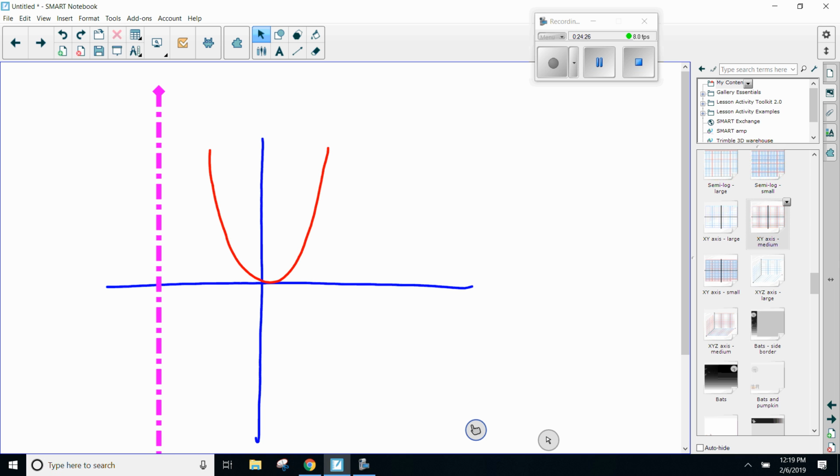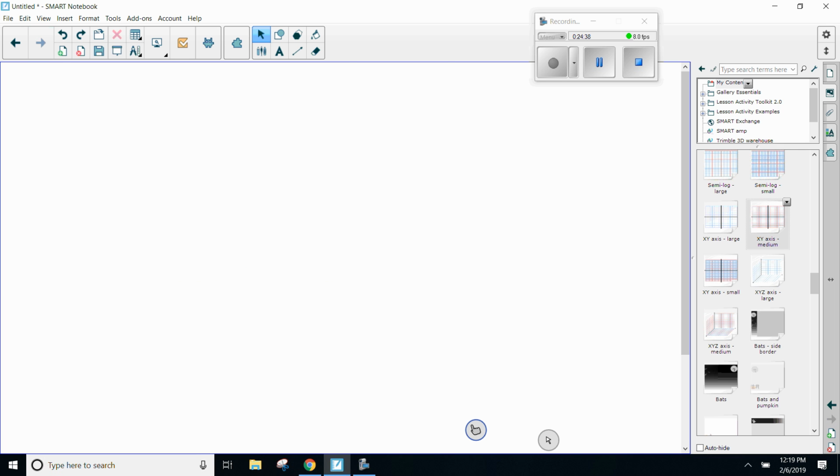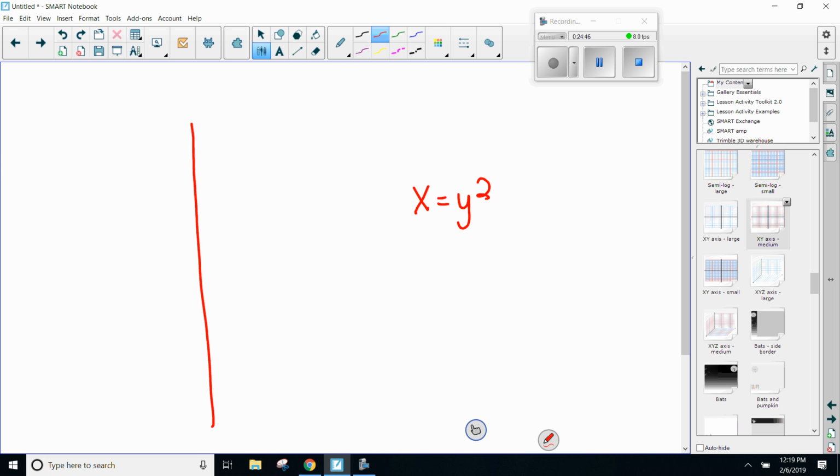So as this moves across, is it going to cross your graph only in one spot all the way through? Touching one spot, one spot, one spot. Yeah, that's a function. But remember, if we graph something that looks like this, x equals y squared, instead of y equals x squared, the graph of that looks something like this.